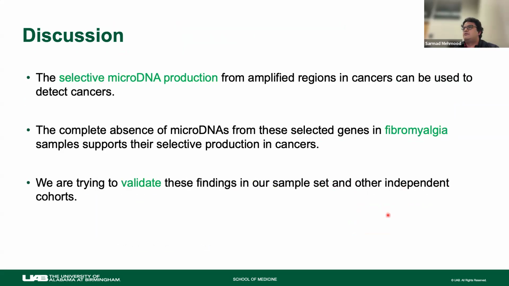So this selective microDNA production from the amplified regions can be used to detect cancers. The absence of these specific microDNAs from the 22 genes in fibromyalgia supports our hypothesis. We are trying to validate these findings in our sample set and other independent cohorts.